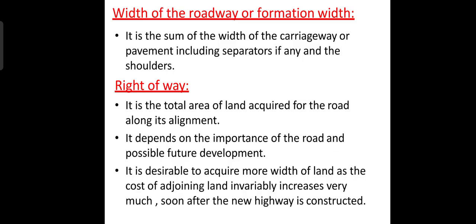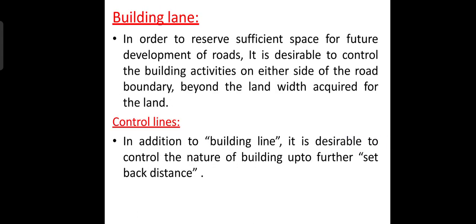So width of the roadway or the formation width. It is the sum of the width of the carriageway or the pavement including separators if any, and the shoulder. Next, the right of way. It is the total area of the land acquired for the road along its alignment. It depends on the importance of the road and possible future development. It is desirable to acquire more width of land as the cost of adjoining land invariably increases very soon after the new highway is constructed.